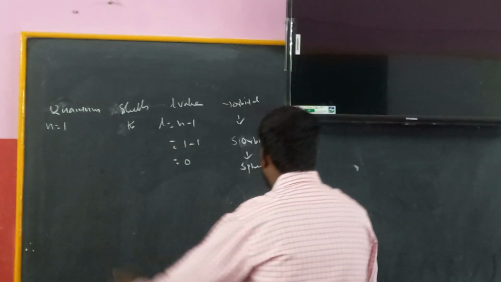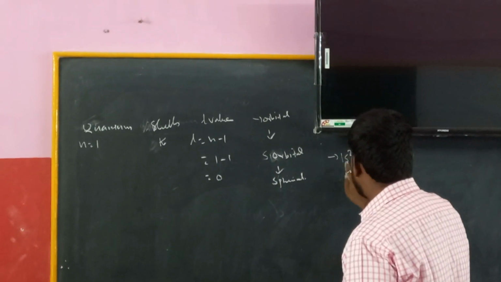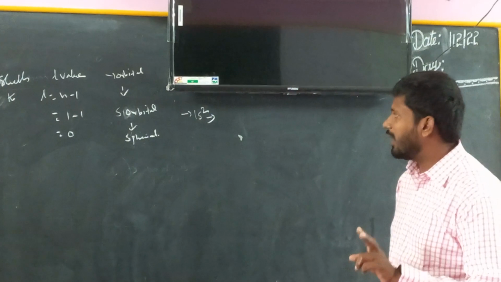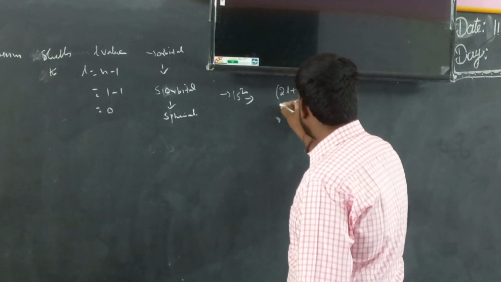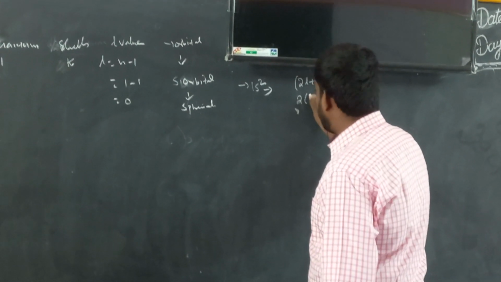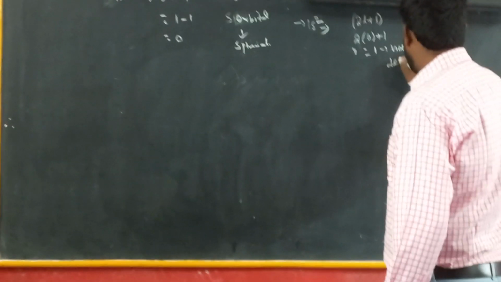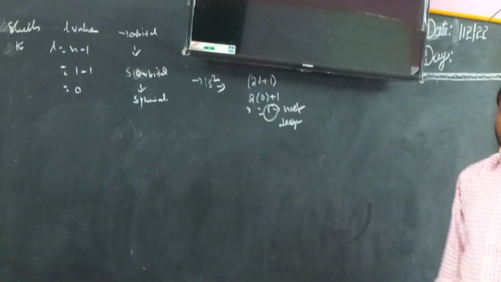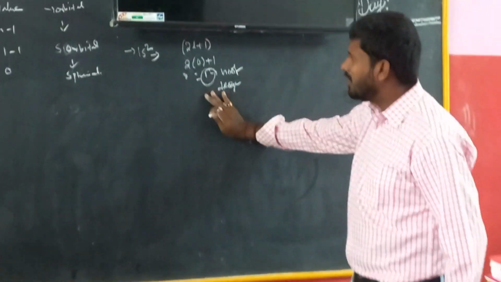And here, if n is equal to 1, it is 1s2. The s orbital can accommodate a maximum of 2 electrons. It is given by 2l plus 1, so 2 into l, which is 0, plus 1 is equal to 1. That means the number of degenerate orbitals is 1. Orbitals having the same energy levels are called degenerate orbitals. The number of degenerate orbitals is given by the magnetic quantum number.